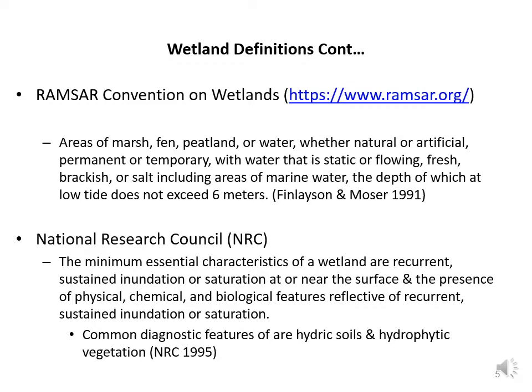The council looks at wetlands as having essential characteristics: recurrent, sustained inundation or saturation at or near the surface, and the presence of physical, chemical, and biological features reflective of recurrent, sustained inundation or saturation. This is more scientific, with bigger terms, but what I like about this definition at the end of the day is that it also talks about the hydric soils that are always wet, and the hydrophytic vegetation that can grow in water.